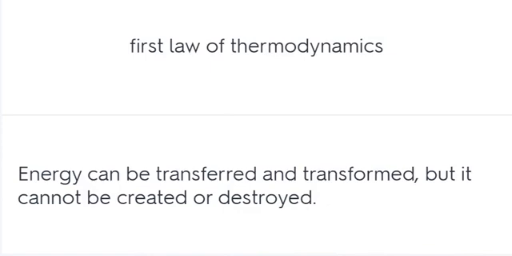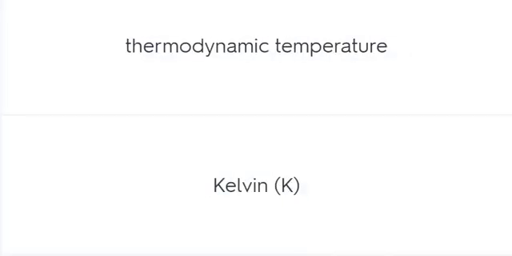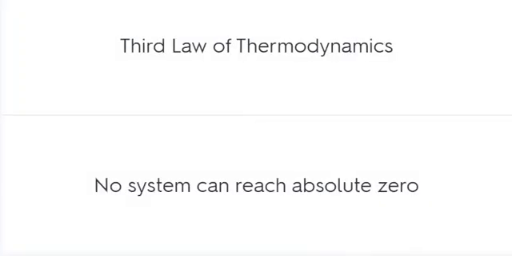First law of thermodynamics. Energy can be transferred and transformed, but it cannot be created or destroyed. Second law of thermodynamics. When energy is changed from one form to another, some useful energy is always degraded into lower quality energy. Thermodynamic temperature, Kelvin. Third law of thermodynamics. No system can reach absolute zero.